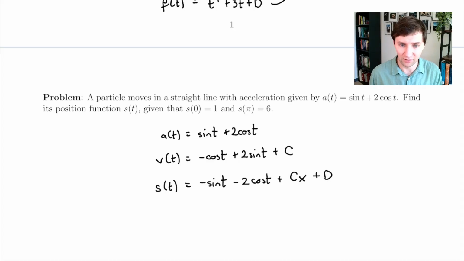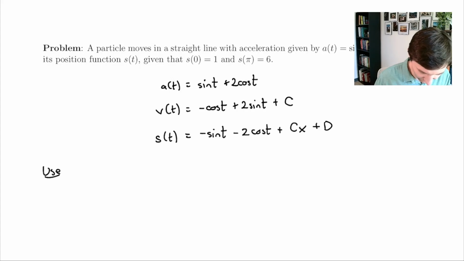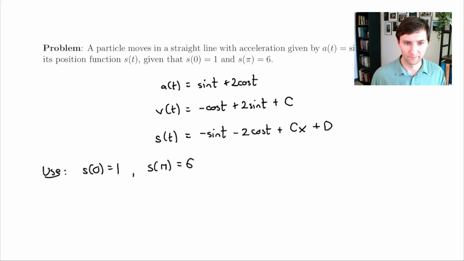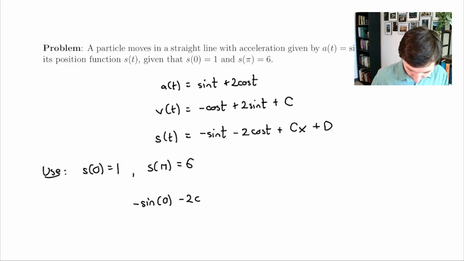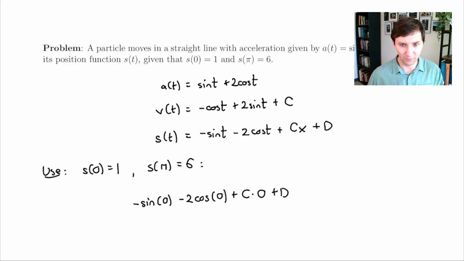I found a position function, but my position function has 2 unknowns, c and d. Can I solve for what they are? Let's use the initial values. Use the fact that s of 0 is 1 and s of pi is 6. When I plug in 0 to my expression, I get negative sine of 0 minus 2 cosine of 0 plus c times 0 plus d. When I do this operation, I'm supposed to get 1. Plugging in 0 should give me 1.